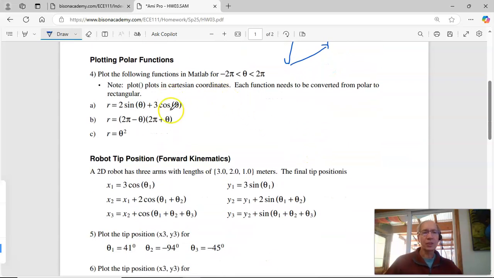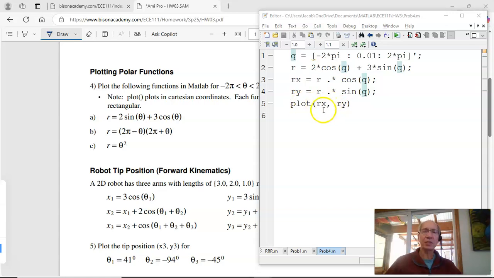Problem 4 looks at plotting functions in MATLAB. Now the plot function in MATLAB plots x versus y. If I'm in polar form, I have to convert that to x versus y. And to do that, the x-coordinate is r times cosine theta, y-coordinate is r times sine theta. And note that I have to use the dot times. That tells MATLAB, don't treat this like a matrix, something we'll talk about a little bit later. Treat this as 1,000 separate numbers, do each calculation separately.